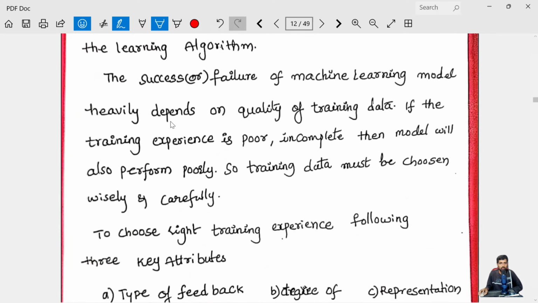So please remember all of you, the success or failure of a machine learning model heavily depends on the quality of training data. Okay.